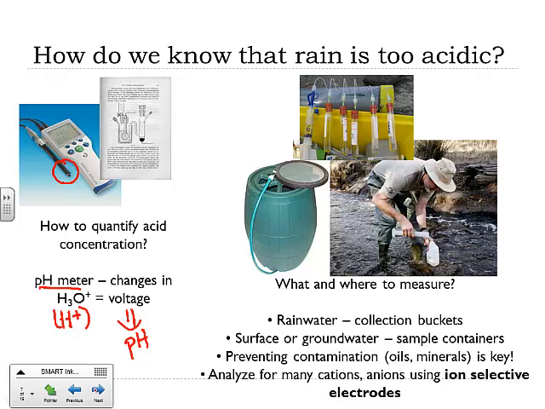So we know how to measure it. We're going to use pH meters to do it. It's actually not too expensive of a tool, just a couple $100, and you've got a good way of measuring the pH of your rain or your lake or anything you'd like. The question is, what and where should I measure?